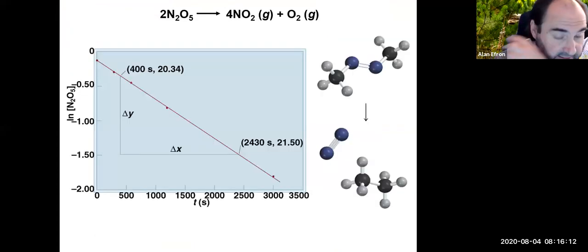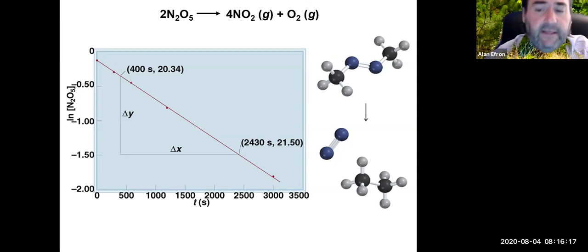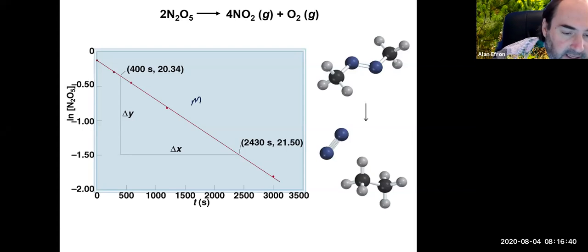So here's just another typical first order plot. Again, we see the natural log of the concentration of our reactant, in this case N2O5, versus time. And again, you can see it gives you a really nice linear fit in terms of the graph. And if you take the slope of that, again, it does equal minus k. So graphically, if you took the slope of this line, you could figure out the rate constant from it by the rise over run, which is your slope calculation.